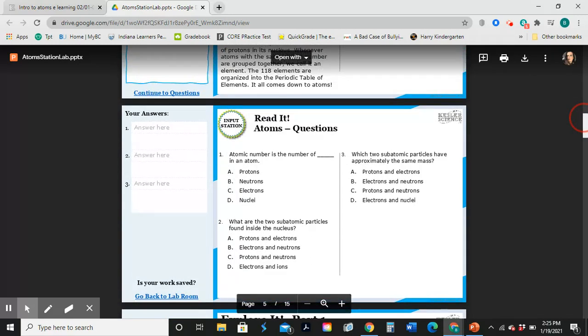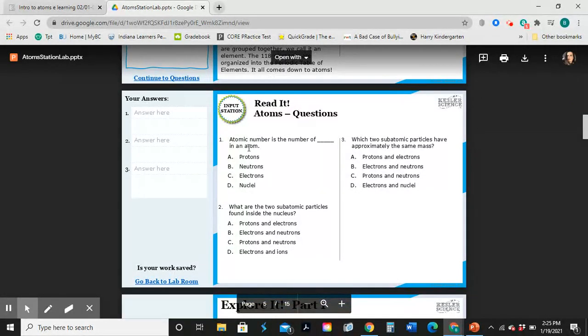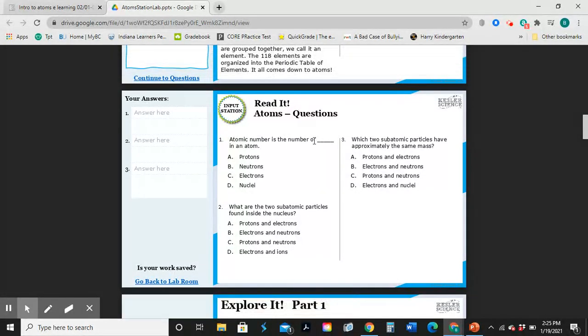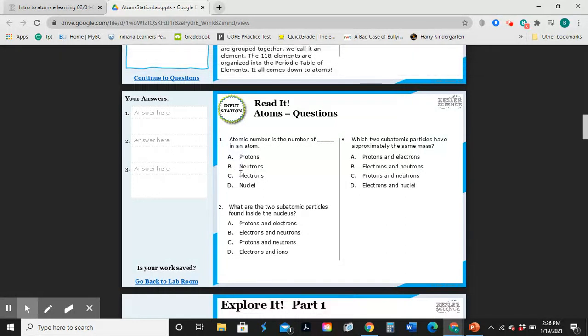Now, based on what we've read, you're going to determine what the answers are here. Atomic number is the number of blank in an atom. A, protons, B, neutrons, C, electrons, D, nuclei. Number 2, what are the two subatomic particles found inside the nucleus? A, protons and electrons. B, electrons and neutrons. C, protons and neutrons. D, electrons and ions.